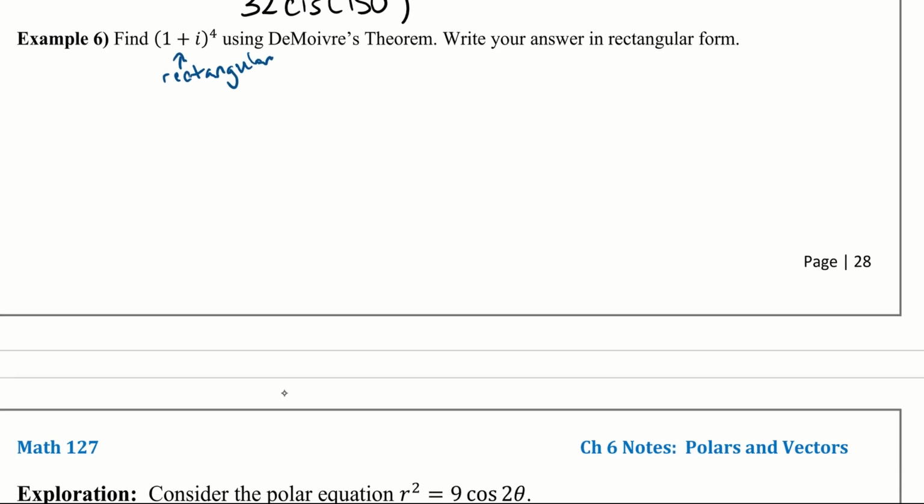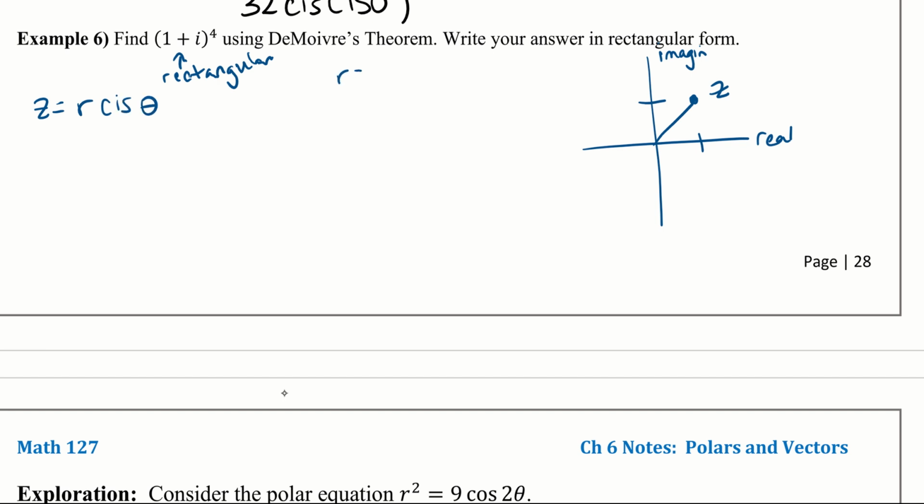So I'm going to draw a picture of this complex number using the real and imaginary axes of the complex coordinate system. So I'm going to move over 1 in the real and up 1 in the imaginary. This is where point Z is at. Since I want to write this as a polar, I'm going to write Z in the form r cis theta. To find r, I'll use the Pythagorean theorem with the real and imaginary components. 1 squared plus 1 squared is going to be the square root of 2.